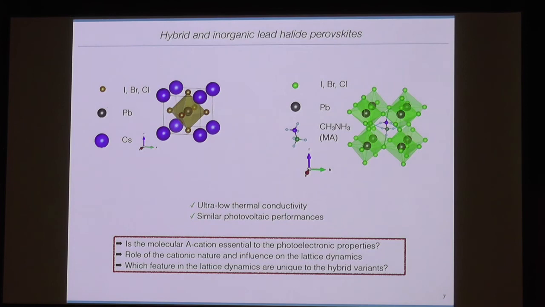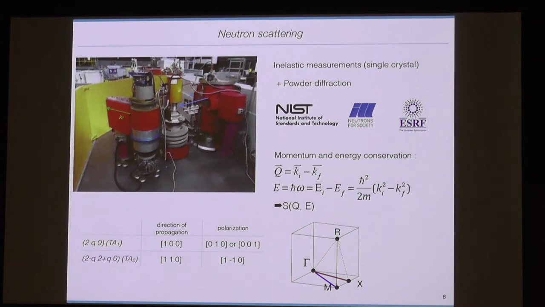We measured the low-energy lattice dynamics using inelastic neutron scattering. A neutron scattering experiment is constrained by the laws of momentum and energy conservation, and it allows us to map out the excitations in the Brillouin zone. We performed inelastic neutron scattering at NIST and at ILL. We measured a transverse acoustic phonon along the line from gamma to X, which I will call TA1, and another mode from gamma to M, which I will call TA2. We also made specific measurements at the three high symmetry points, M, X, and R, and we completed these measurements with powder diffraction measurements at NIST and at the ESRF.